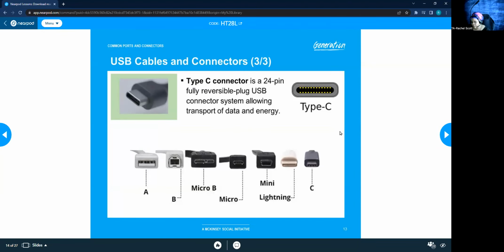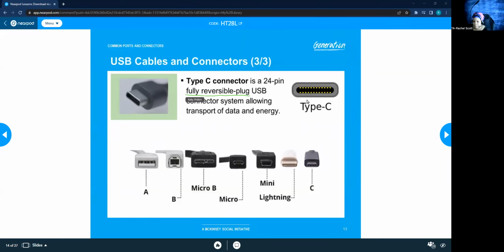Okay. And let's see. Brianna, can you read the slide for me? Yeah, Type C connector is a 24-pin, fully reversible plug USB connector system, allowing transport of data and energy.